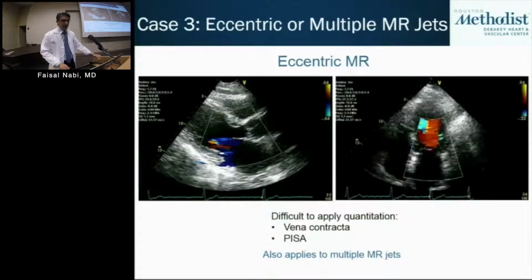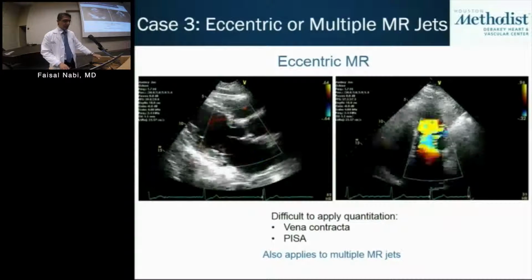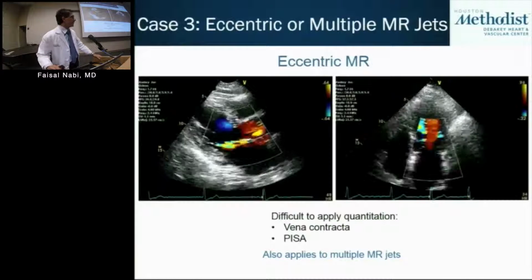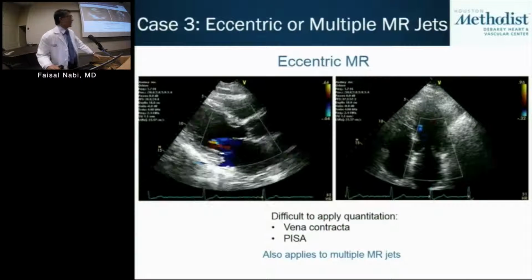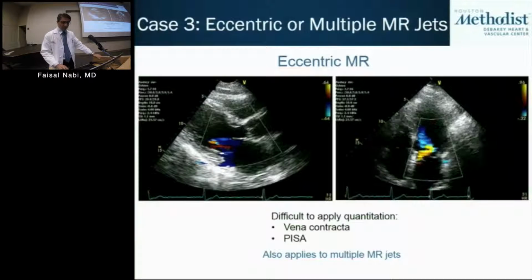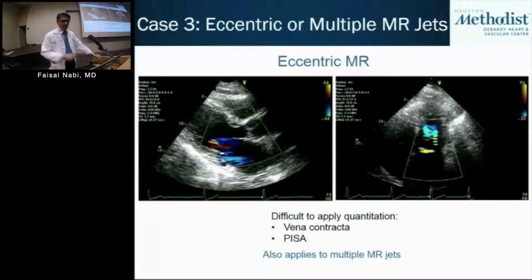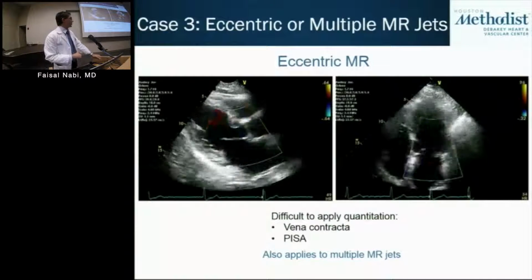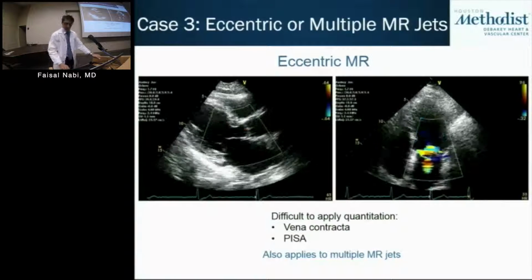It can be very helpful in multiple mitral regurgitation jets. As you can see, the difficulty we can have in patients who are post-clip. And in these cases, at least for 2D measures, it can be very hard to apply vena contracta or PISA.